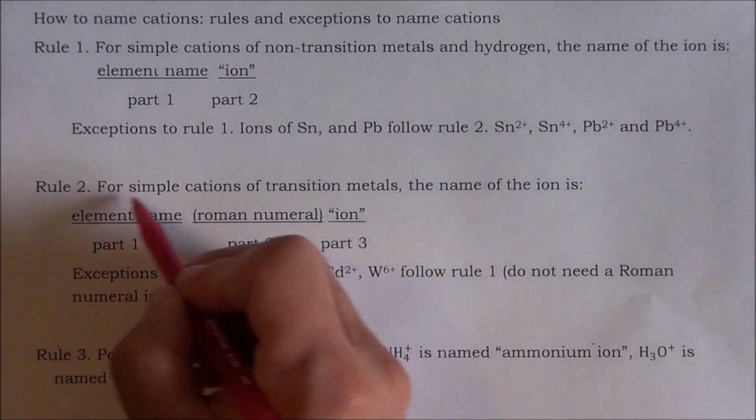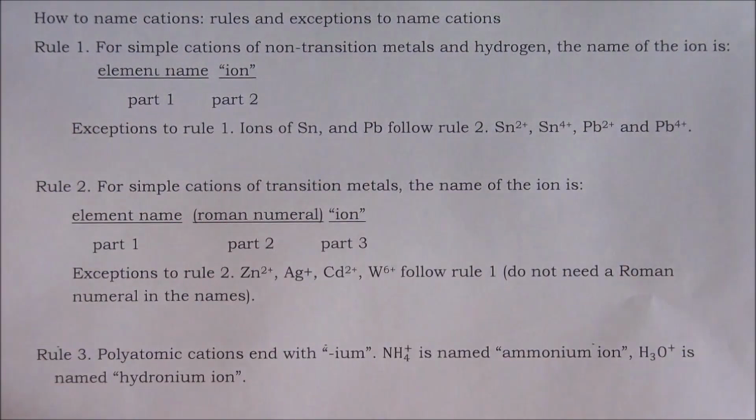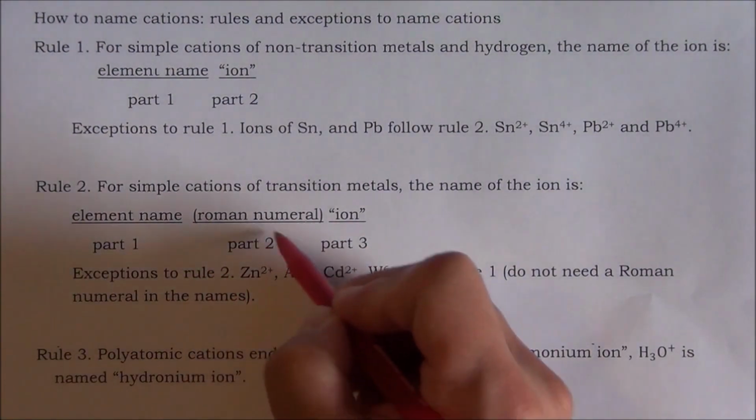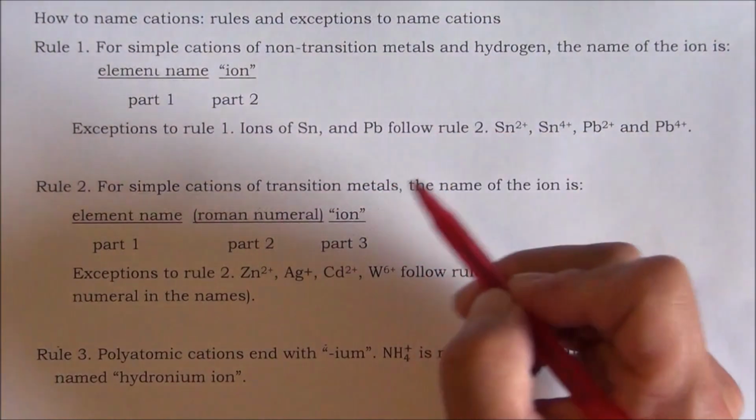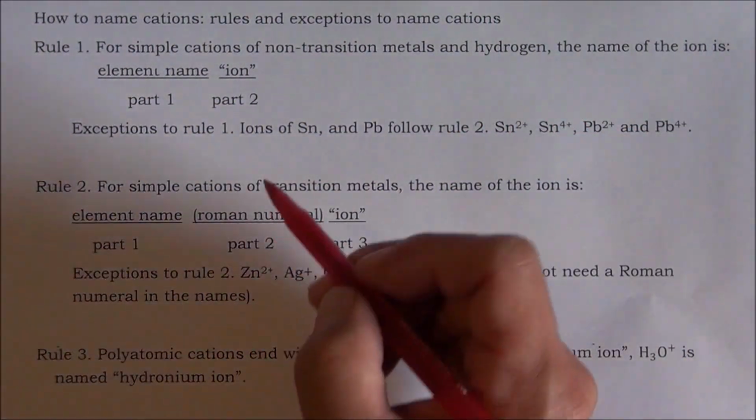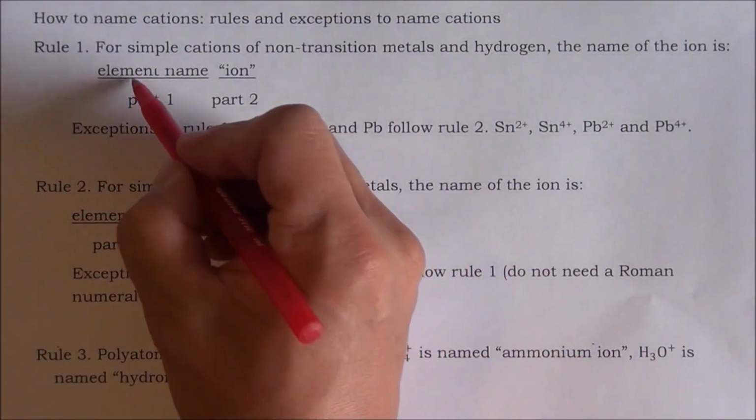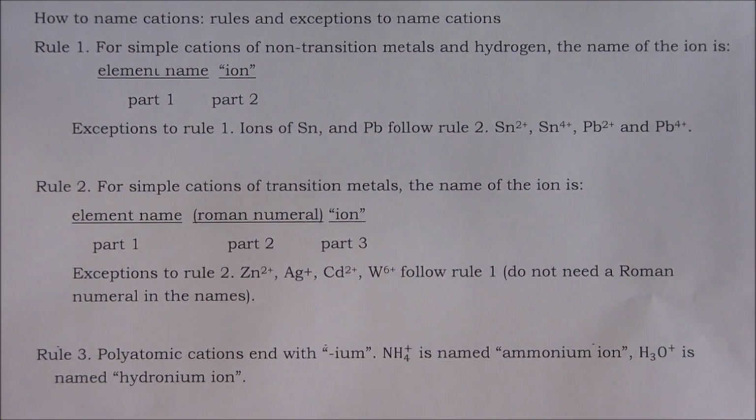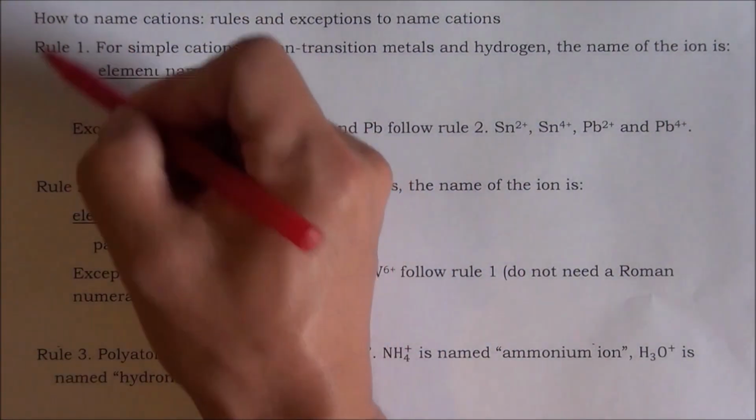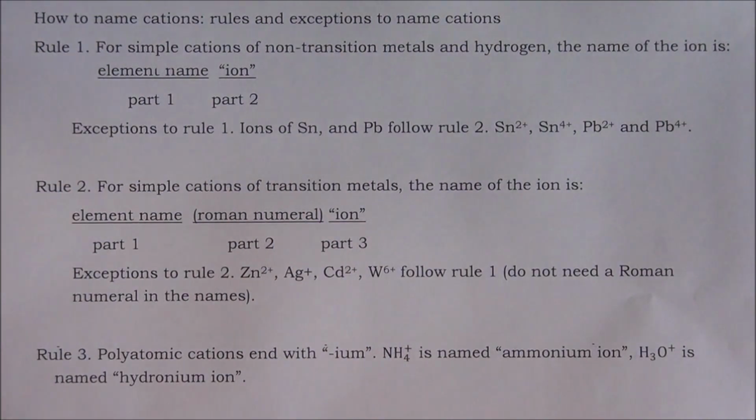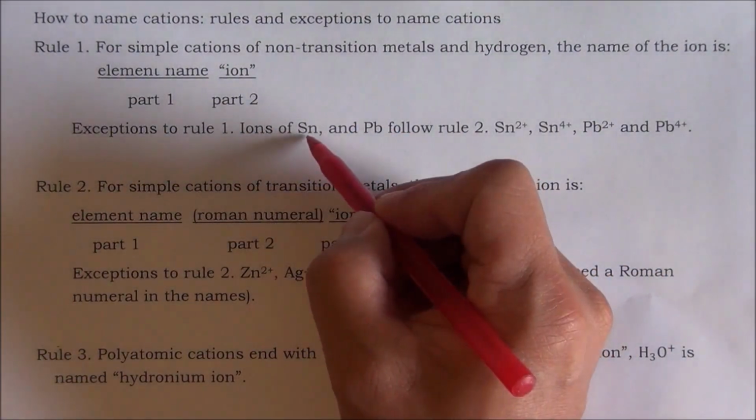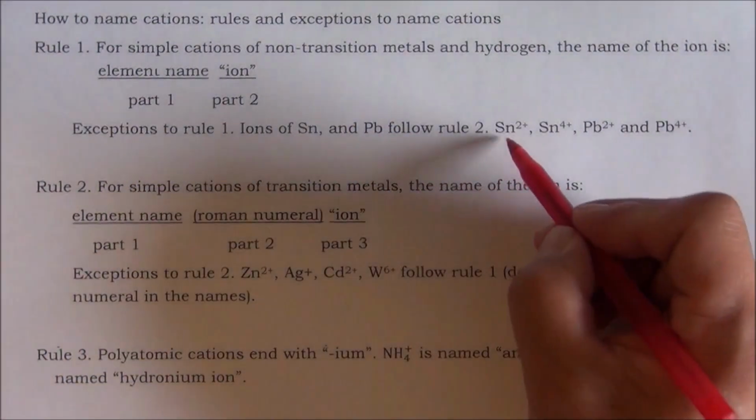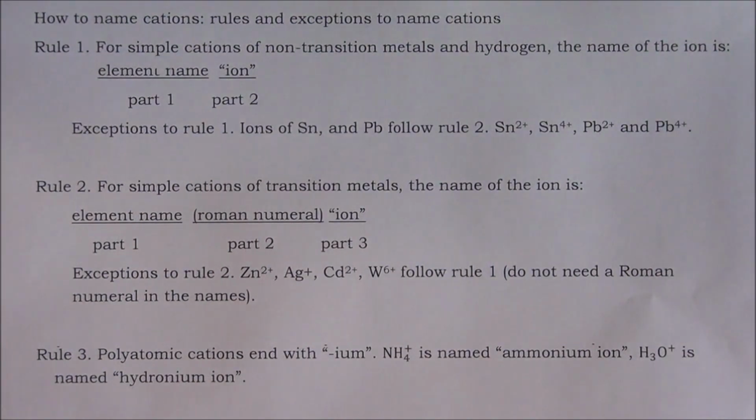When we name simple cations of transition metals, we have the part in the middle. When we name simple cations of non-transition metals and hydrogen, we do not include the part in the middle. We only have 2 parts. And there are exceptions for both rule number 1 and rule number 2. The exceptions for rule number 1 are the ions of tin and lead. Both tin and lead have 2 ions with different charges.